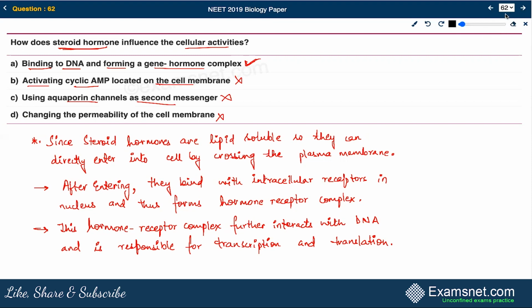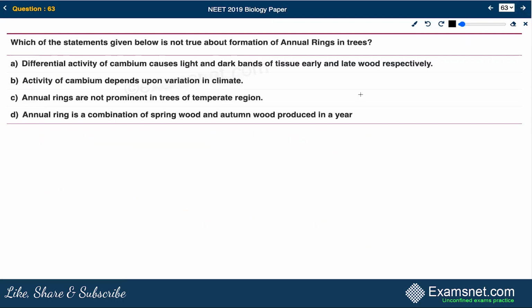All right, now let's move ahead with the next question, which is question number 63. Now, question number 63 says that given below are the statements regarding the annual rings in the trees, and you have to find out the false statement. That means not true. So, which of the following statements given below is not true about the formation of annual rings in the trees?